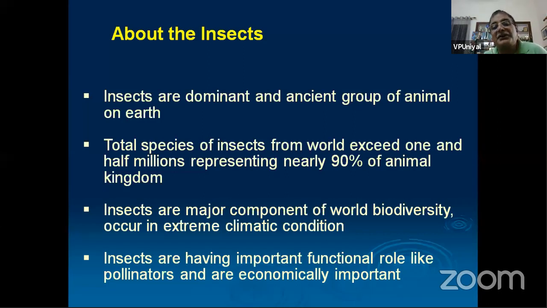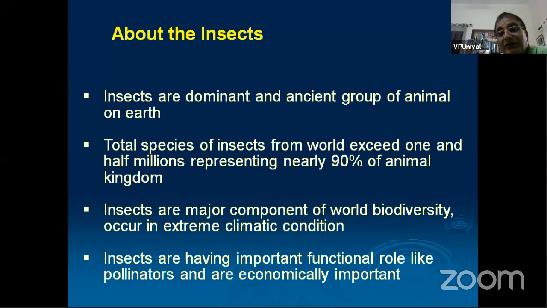They are the major component of world biodiversity and occur in extreme climatic conditions. If you want to see the tiger, you have to go to a tiger landscape. If you want to study rhino, you have to go to a rhino area, Kaziranga and other areas. If you want to see the snow leopard, go to the Himalayas. But if you want to study insects, they are everywhere. They exist even in extreme climatic conditions.